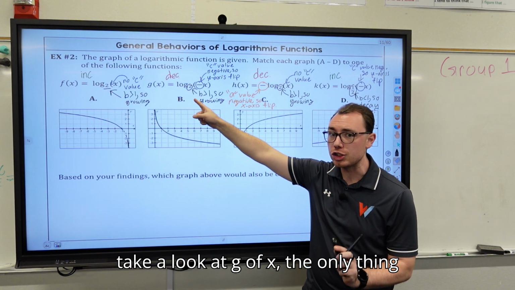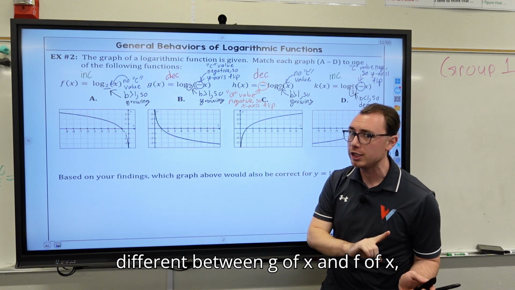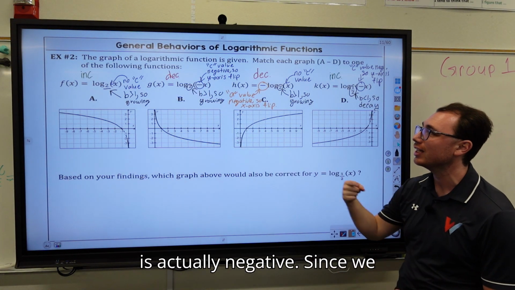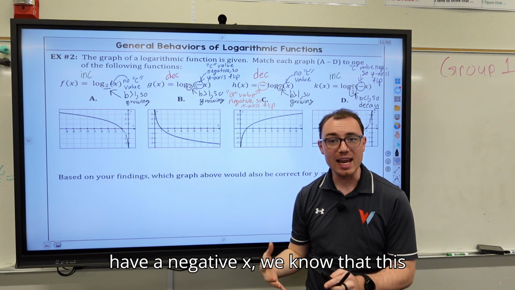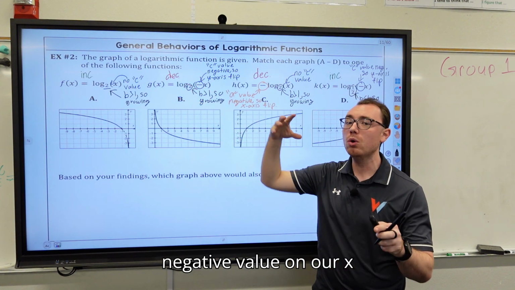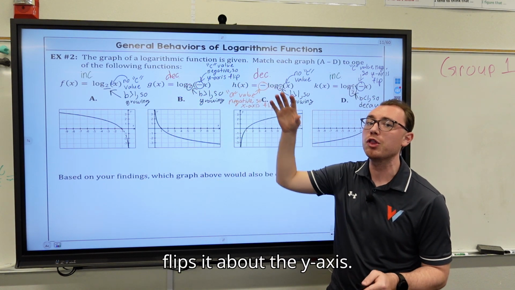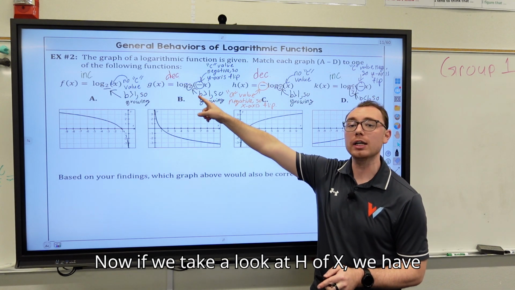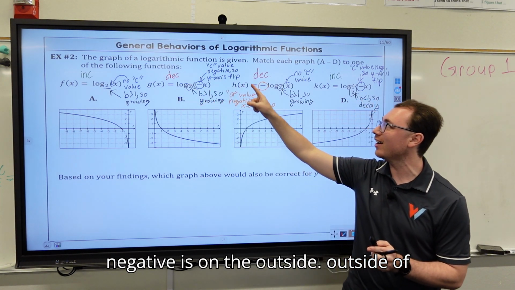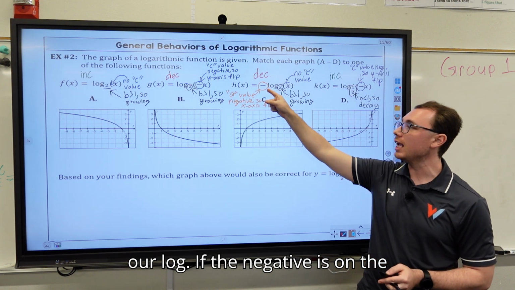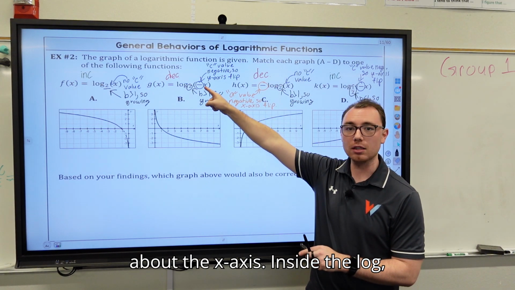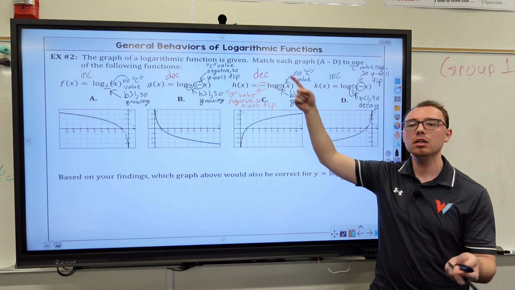However, if we take a look at g of x, the only difference between g of x and f of x is that the base is the same, but its c value is actually negative. Since we have a negative x, we know that this here is going to be decreasing. A negative value on our x flips it about the y-axis. Now, if we take a look at h of x, we have the same thing as f of x, but that negative is on the outside of our log. If the negative is on the outside of our log, we have a reflection about the x-axis. Inside the log, y-axis. Outside the log, x-axis.